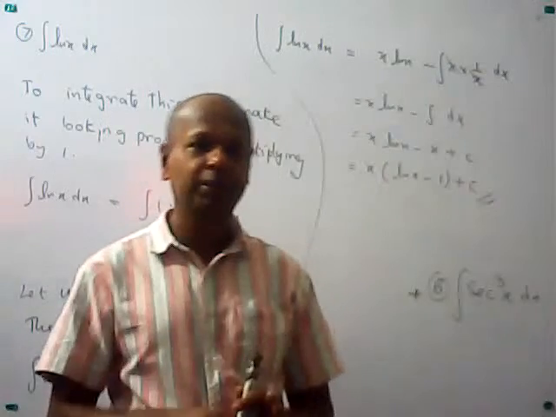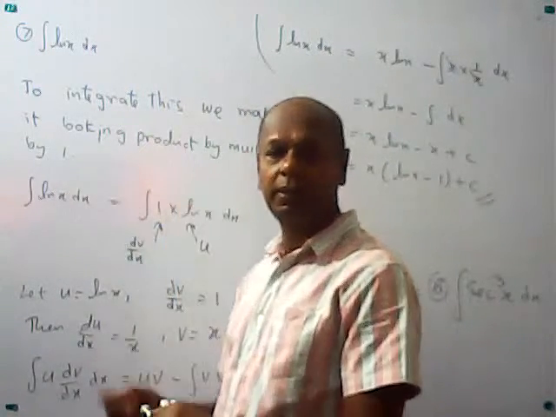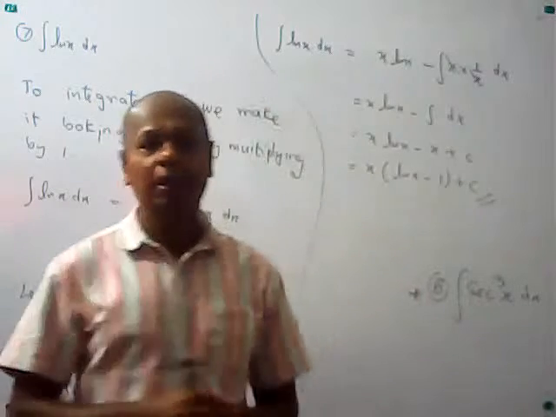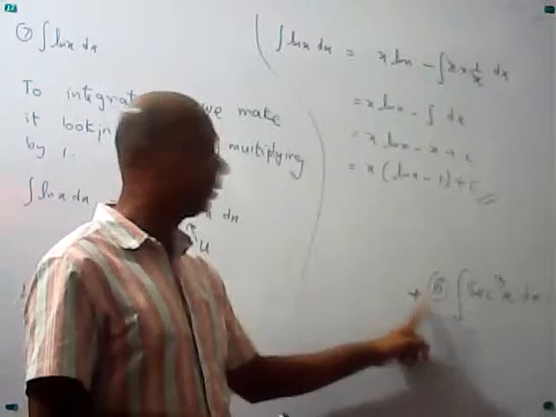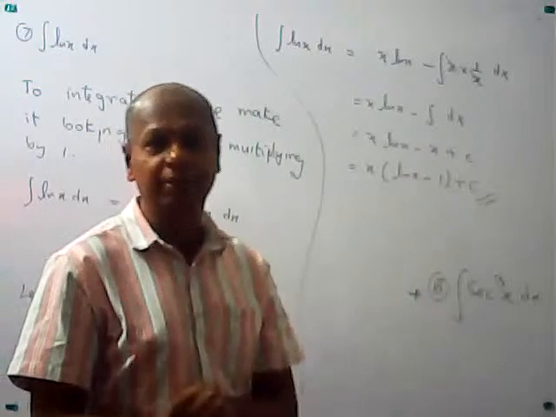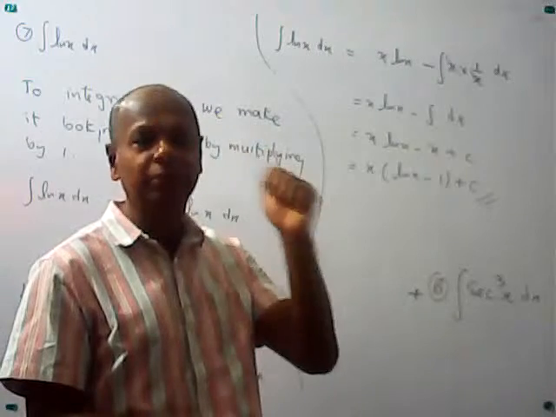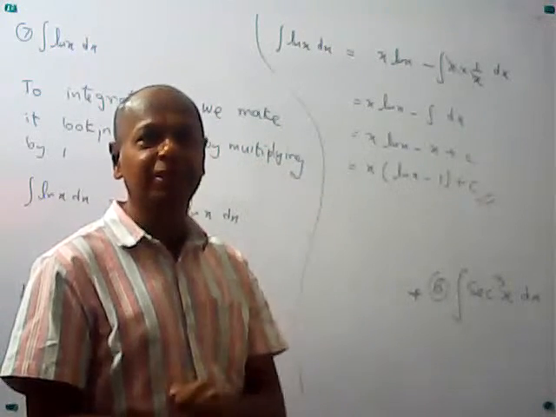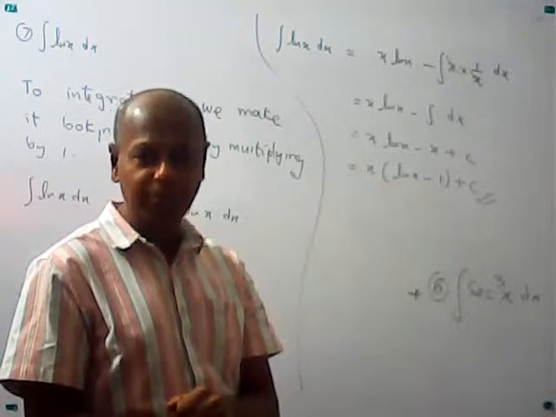Remember this. You have to write it as 1 into the inverse function. Finally, try this one. This is a very special one, right? Sec cube. So you have to follow this method strictly. If not, you will never be able to integrate it. So you have to remember it.